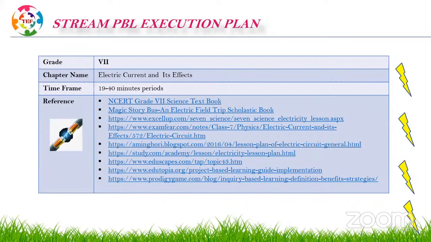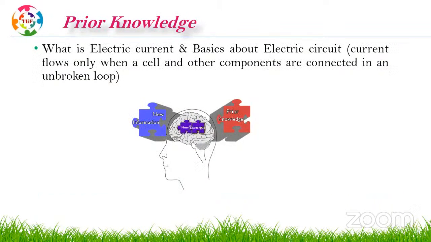So first, as we write the lesson plan, we write which grade, the chapter name, how long it will take to complete the particular lesson, and references. When teachers teach a lesson, the teacher must refer to some additional resources in addition to the textbook. The teacher must list down all the references they used. And then the prior knowledge, this is the most important thing.